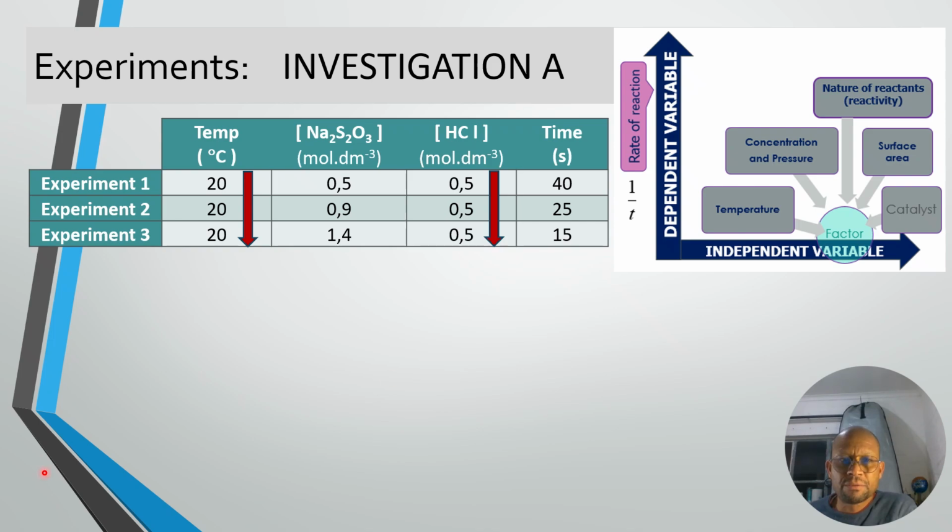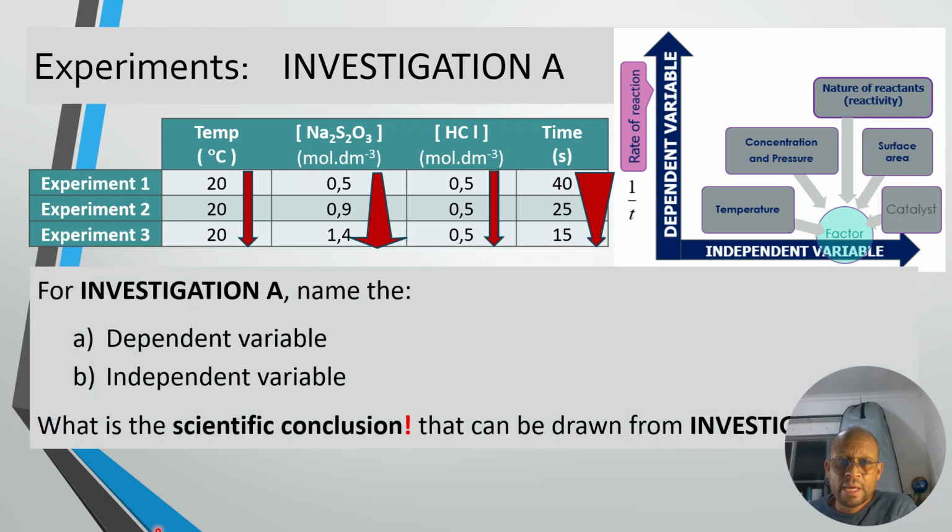If we're looking at the concentration of the HCl, we can see that the values here also remain the same, so nothing different. However, if I look at the concentration of the sodium thiosulfate, I can see that that has increased from the top to the bottom of the table. And then at the same time, I can see that the time for this reaction has decreased as I go down the table. Now that's important to take note, because I can see that the reaction has occurred faster as I go from the top to the bottom, because it takes less time.